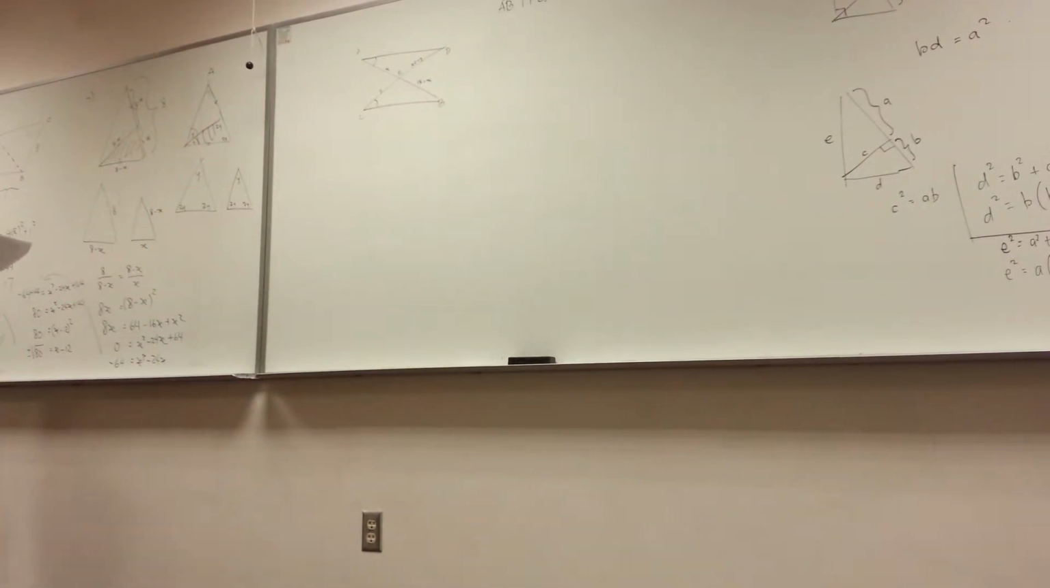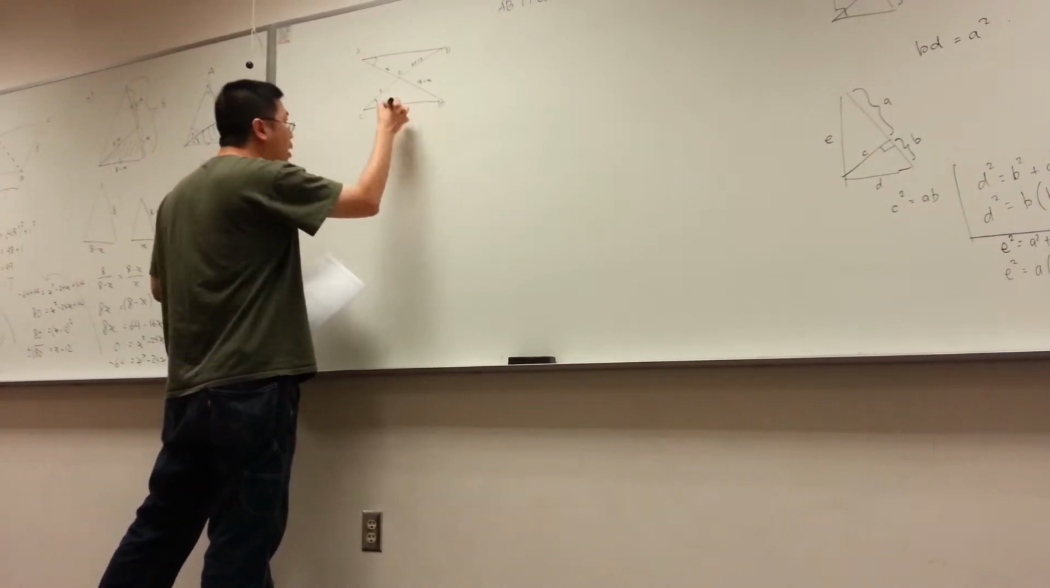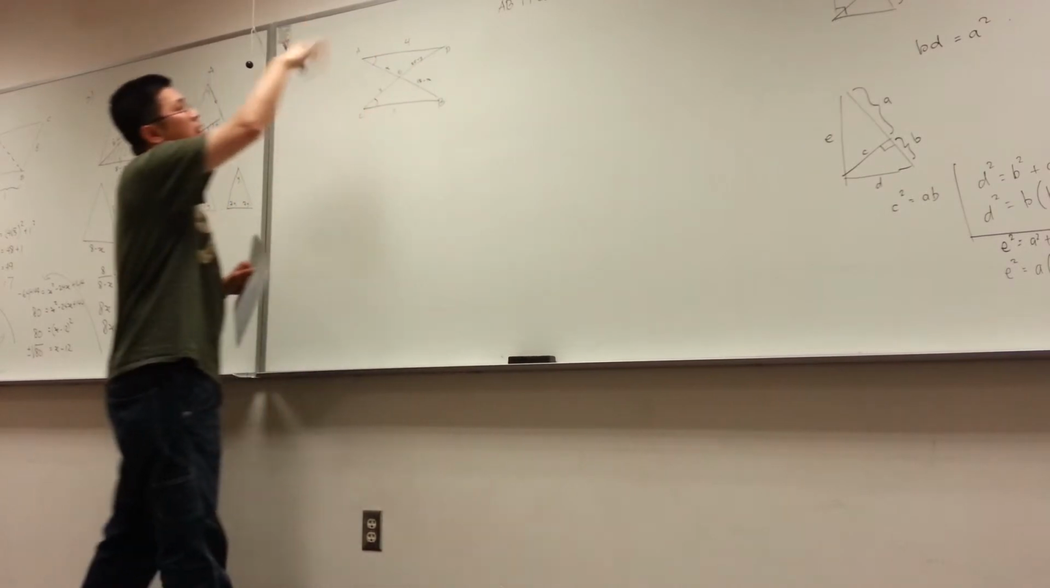AD is 4 times BC. If this is 1, this is 4. Basically, that gives us the ratio.